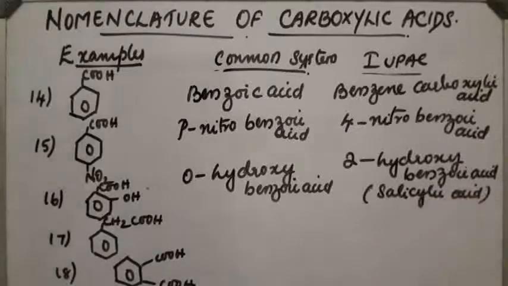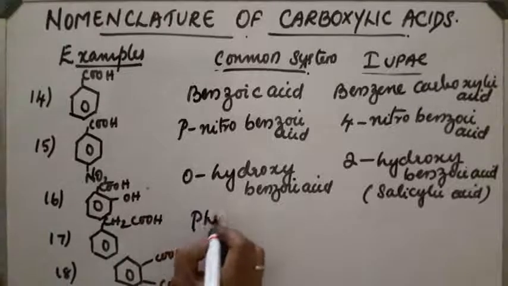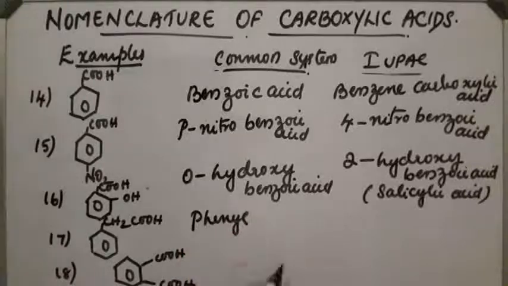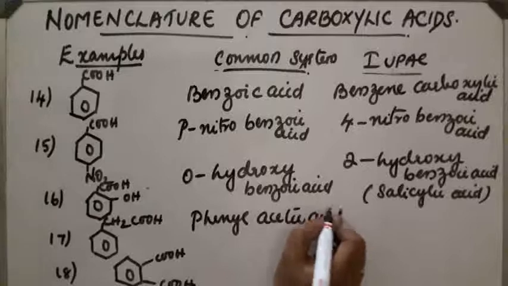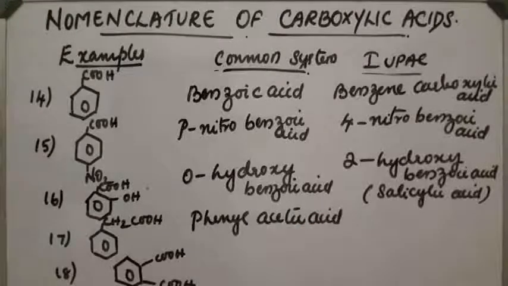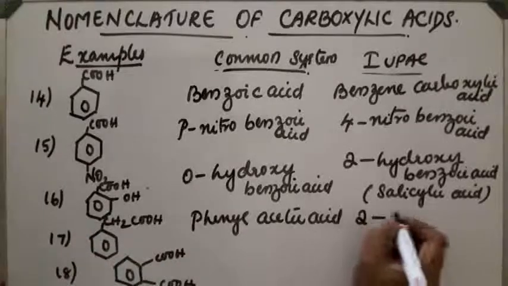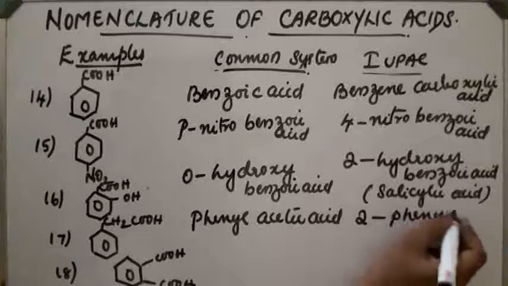Next compound, CH2COOH is attached. This compound is called phenyl acetic acid. A phenyl group is attached to the acetic acid group. What will be the name in the IUPAC naming? 2-phenyl. At the second position, a phenyl group is attached. 2-phenyl ethanoic acid.